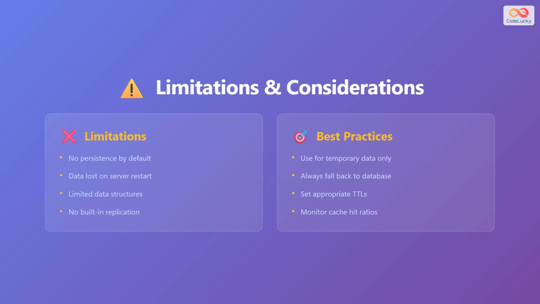To use Memcached effectively, follow these best practices. First, use it only for temporary data like sessions and frequently accessed records. Second, always implement fallback logic to query your database if data isn't in the cache. Third, set appropriate time-to-live values to control how long data stays cached. Finally, monitor your cache hit ratio to ensure your caching strategy is effective.